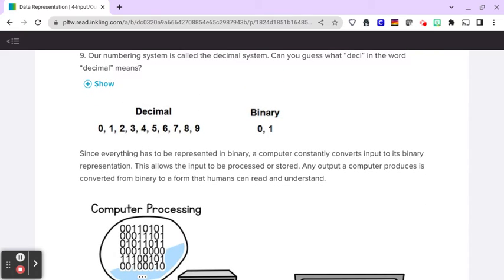Deci means 10. We use a decimal system because we have 10 fingers. And a long time ago, that was the only way we could count, using our fingers. So with the decimal system, we show all of these numbers. And with the binary system, all we have is 0 and 1. So remember, bi means 2. Since everything has to be represented in binary, a computer constantly converts input to its binary representation. This allows the input to be processed or stored. Any output a computer produces is converted from binary to a form that humans can read and understand.